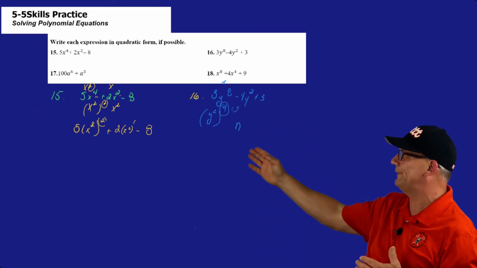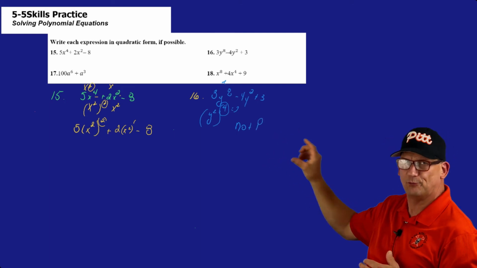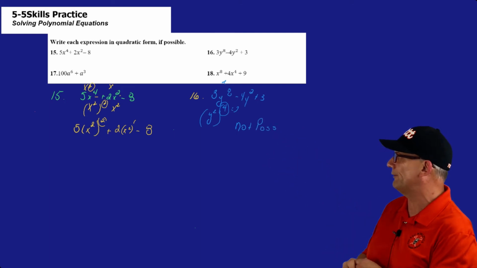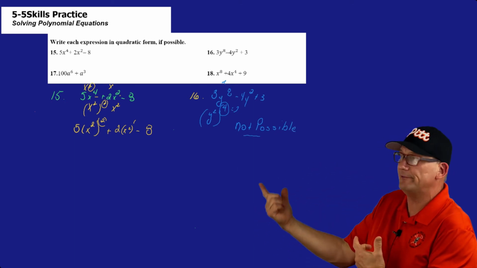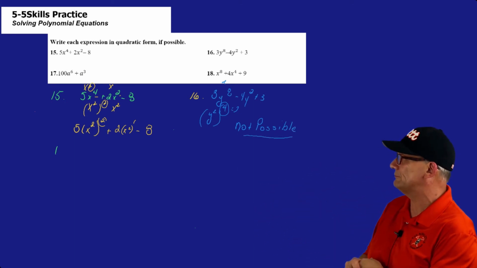You have to look at the b. The most you have to work with is whatever the b value is, and b is y squared. And there's no way to use y squared and square it and have it equal y to the eighth. So not possible. All right, 17, a to the sixth plus a to the third.